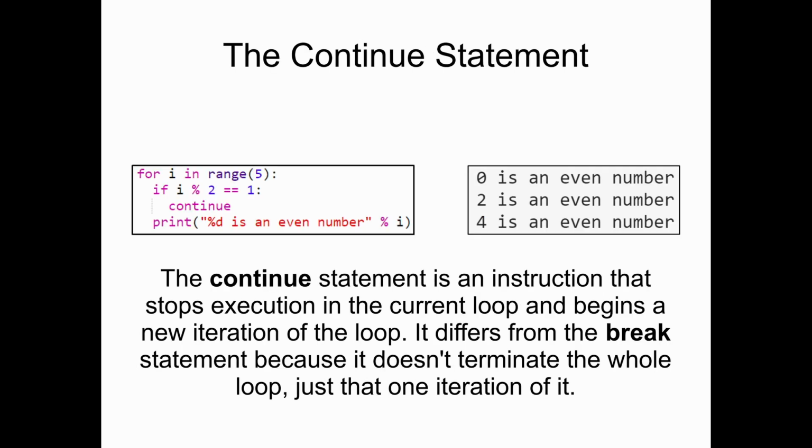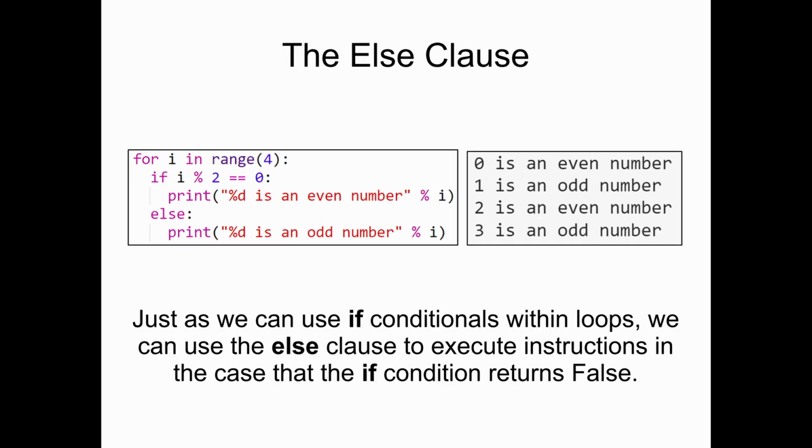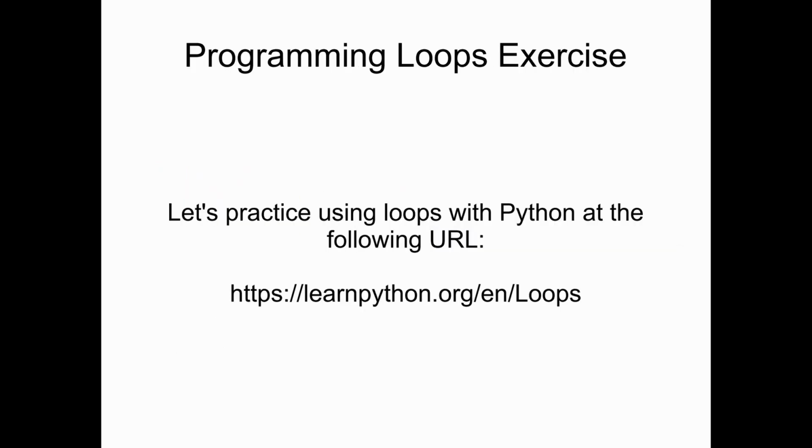The continue statement is an instruction that stops execution in the current loop and begins a new iteration of the loop. It differs from the break statement because it doesn't terminate the whole loop, just that one iteration of it. Just as we can use if conditionals within loops, we can use the else clause to execute instructions in the case that the if condition returns false. Let's practice using loops with Python at the following URL.